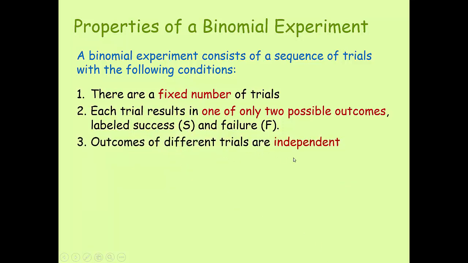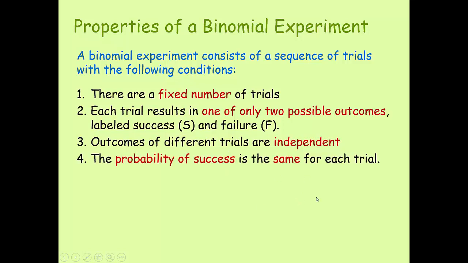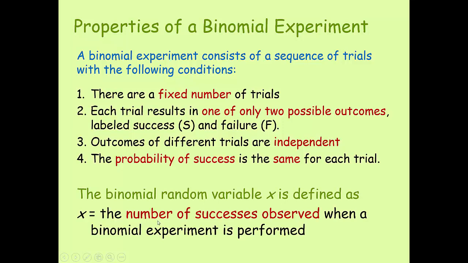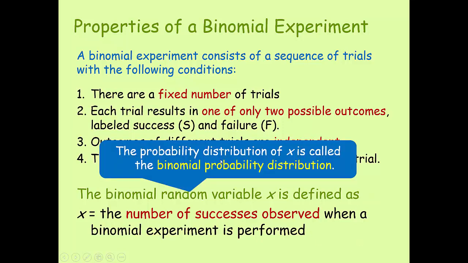The outcomes of different trials are independent. This is very important. The outcome of one trial is not going to change the probability of another, which means every single trial will have the same probability. The binomial random variable X is defined as the number of successes observed. So when I say I want to find the probability that I had 3 girls out of 25 kids, then 3 would be the number of successes, the number of girls. And the probability distribution for this random variable is a binomial probability distribution.